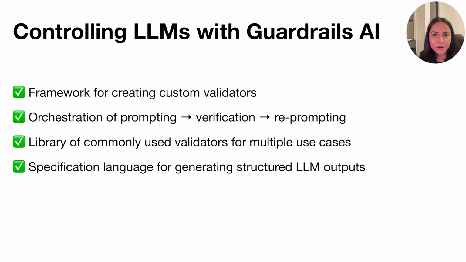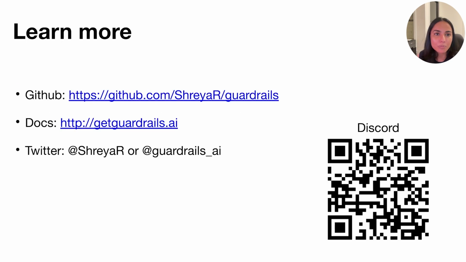In summary, Guardrails AI is a framework for creating custom validators. It's a library of many commonly used validators across multiple use cases. It's an orchestration system for prompting, verification, and regenerating prompts, in addition to having a specification language for generating structured LLM outputs.